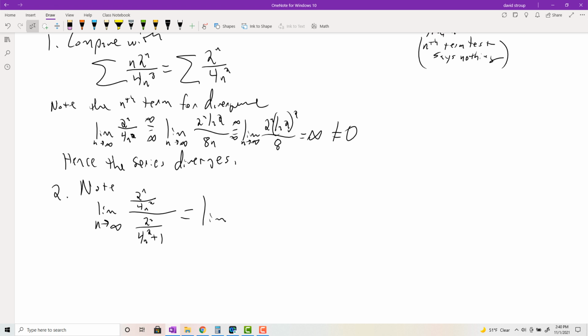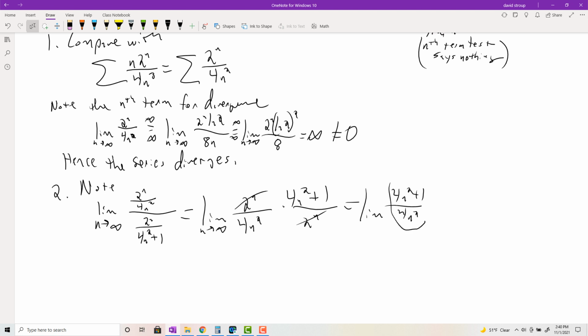So this will be the limit as n goes to infinity of 2 to the n all over 4n squared times 4n squared plus 1 all over 2 to the n. These guys cancel, get the limit of 4n squared plus 1 all over 4n squared. You could just look at that part. That's just the limit of 1, which of course equals 1, which of course is greater than 0 and finite. Hence, both have the same behavior. And note, the limit equaled something, but that does not mean it's convergent, right? So they both diverge.